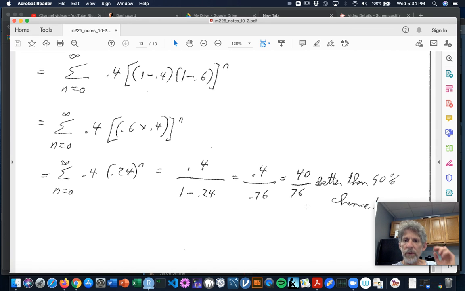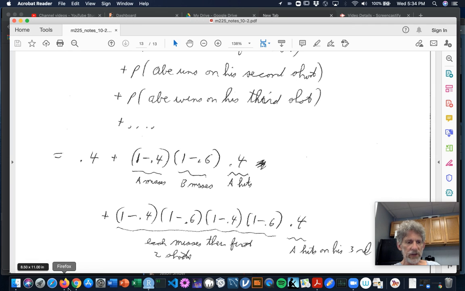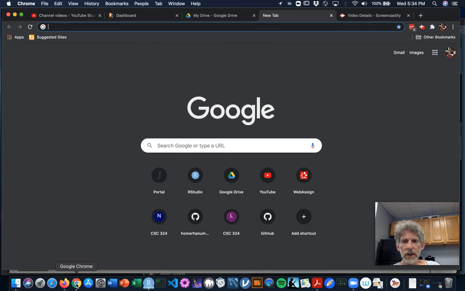You know what? Abe has a better than 50% chance to prevail in this duel, even though he's a weaker shooter, and that's because he gets to go first. That more than balances out his disadvantage as a poor shooter. So, a very interesting application. Like I said, geometric series are all around. This is far from the last time we'll see them. See you later.